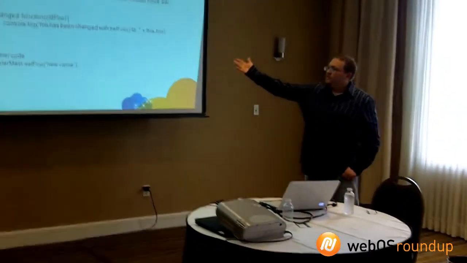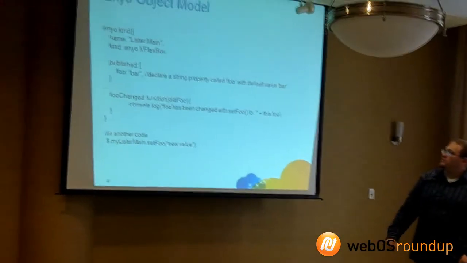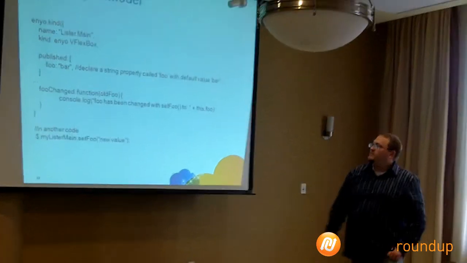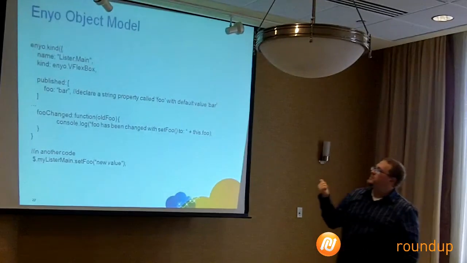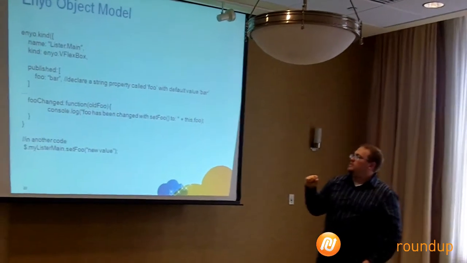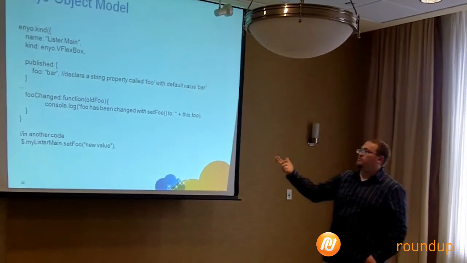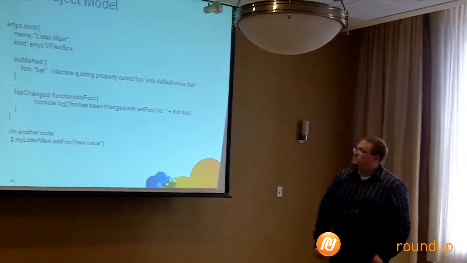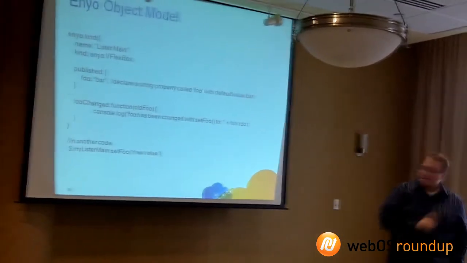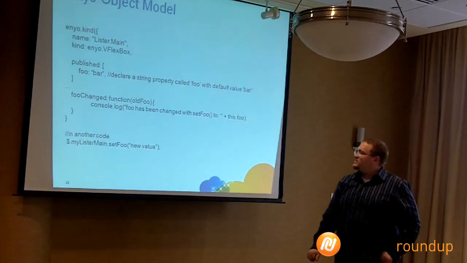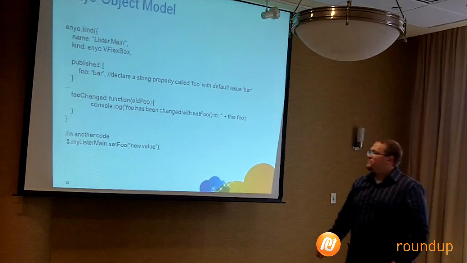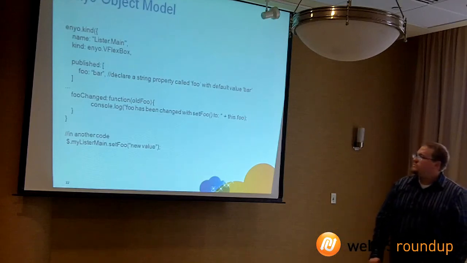Foo changed, you have another event listener. So foo has been changed with this foo. It's just printing out what is being changed to. And in another code, he's setting foo to a new value. That last line, ignore that, because that's invalid. I'll completely say the opposite. That's the only way it'll work. If you try to set foo directly, you won't get the foo changed event.